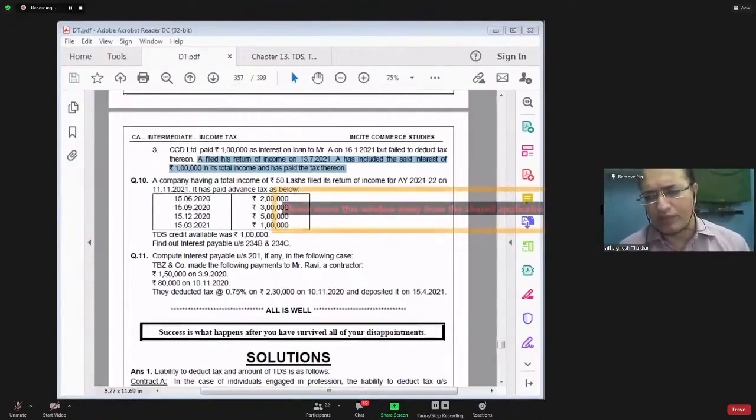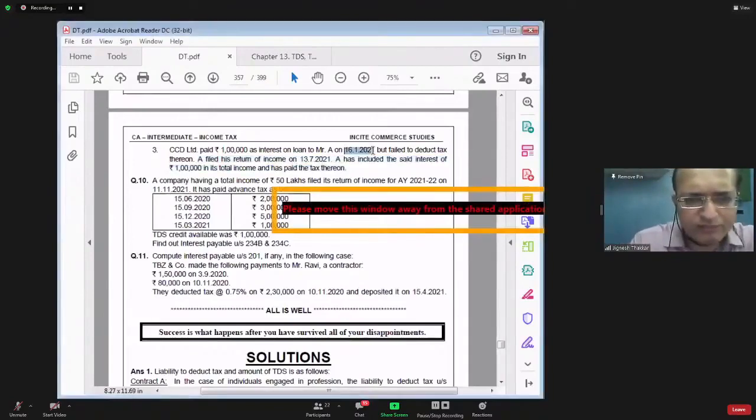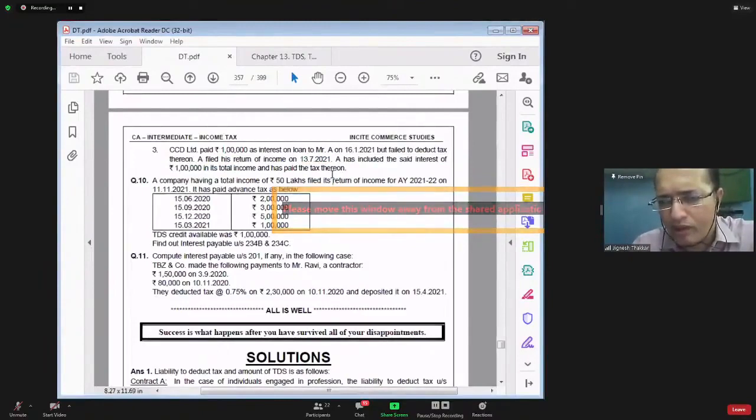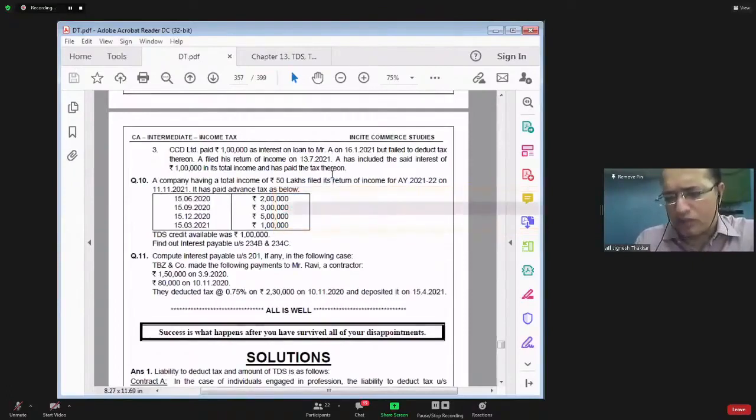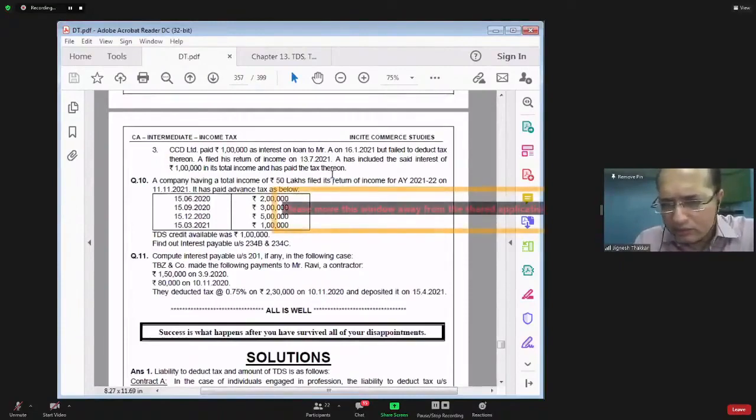Only 1% interest will be calculated from the date on which TDS was deductible, that is 16 January, up to the date on which income tax return is filed by the resident payee. Filed by the payee, that is 13 July. So from 16 January, 1 month will be 15 February. 15 February, March, April, May, June, July. How many months? 6 months. Yes or no?